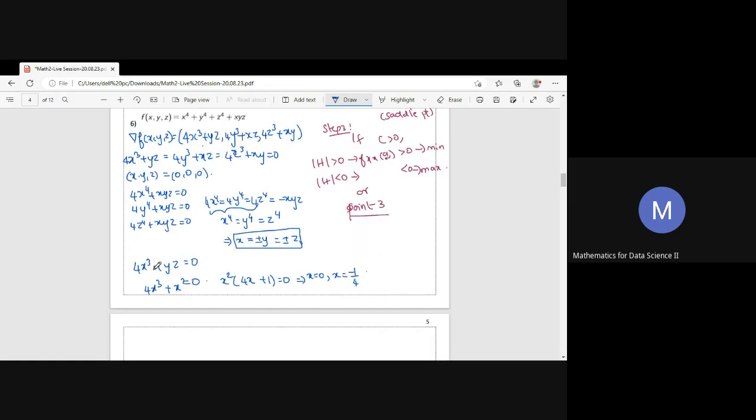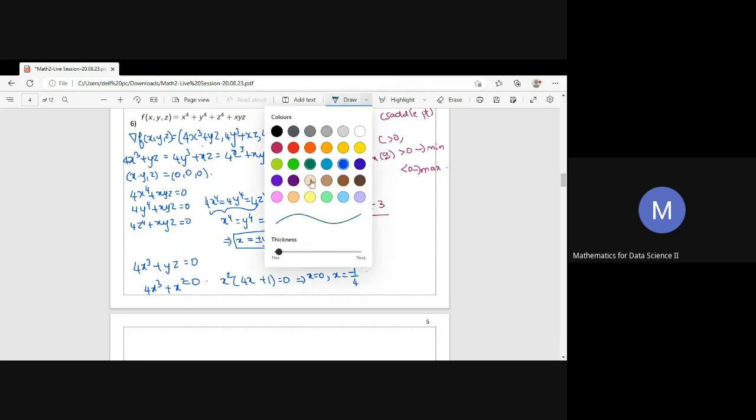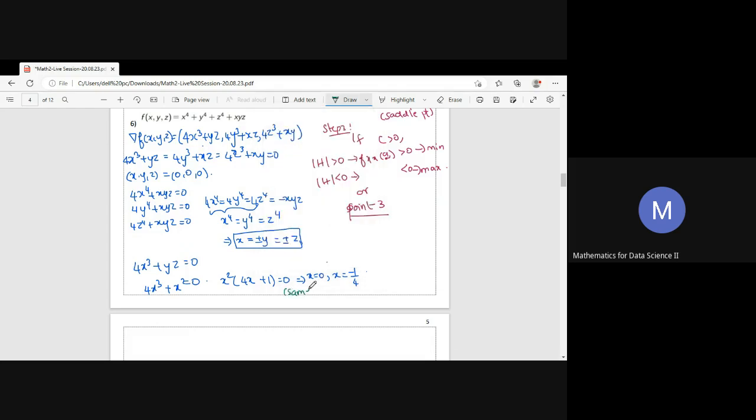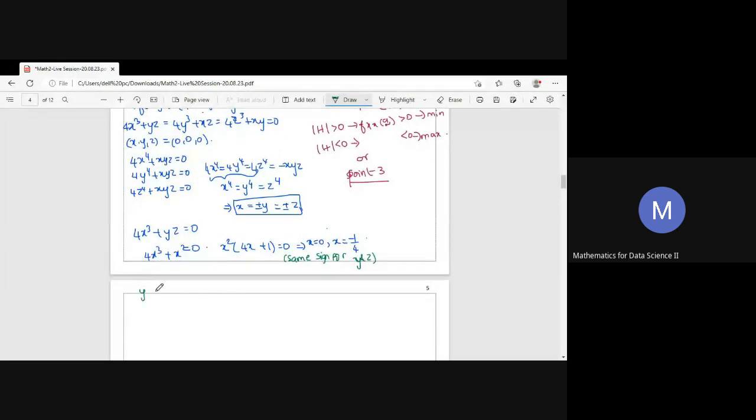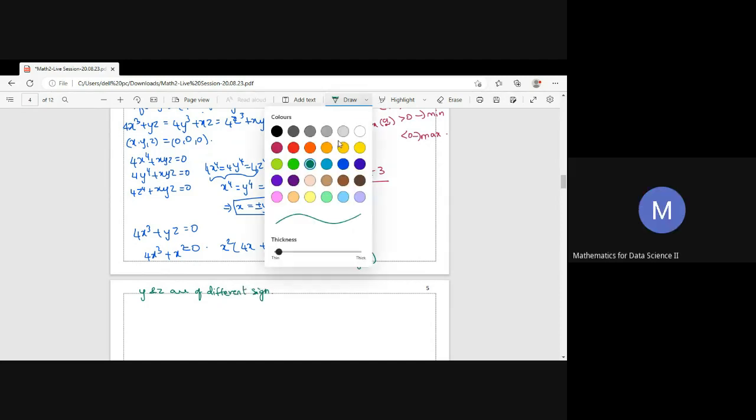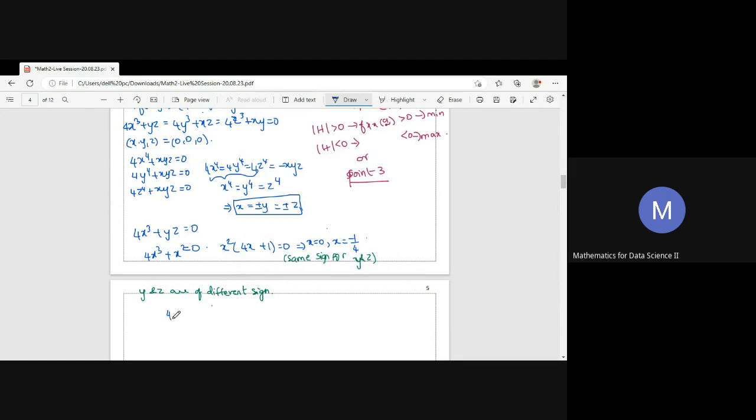If you are taking alternative signs for y and z, then what happens? Here I have taken the same sign for y and z. So this is when you are taking the same sign for y and z. Suppose y and z are of different sign. Then you have 4x cube minus x squared equal to 0, which is going to give you x is equal to 1 by 4.